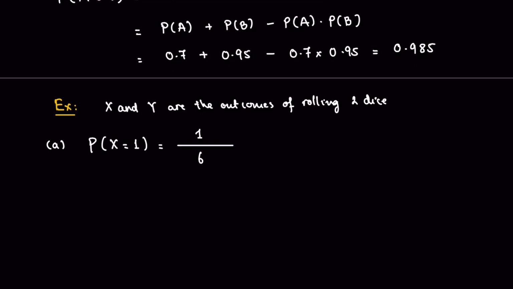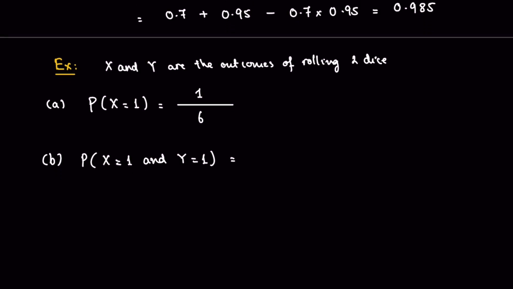So the next question is, I want to know the probability that both X and Y are equal to 1. That means I want to find the probability of X equal to 1 and Y equal to 1. These two events are completely independent from one another. Therefore, this is equal to the probability of X equal to 1 times the probability of Y equal to 1.